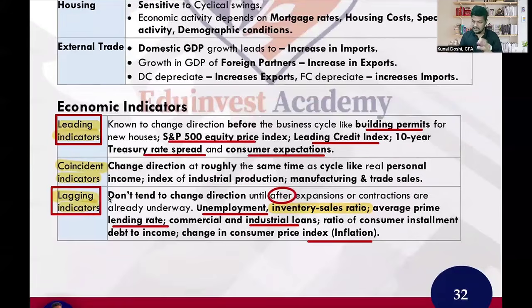They are leading indicators. Coincident indicators roughly tell us about the change at the same time as the economic cycle. Some of the indicators include real personal income adjusted for inflation, index of industrial production, manufacturing and trade sales. It is more real time. It is published immediately, generally weekly and so on. So that tells you what is happening in the economy right now. Understood?